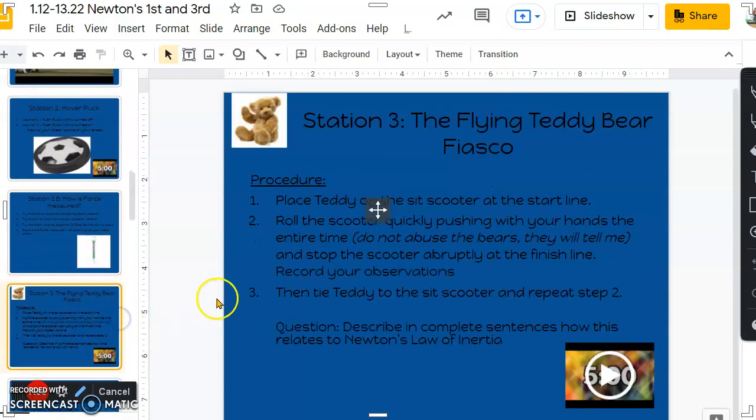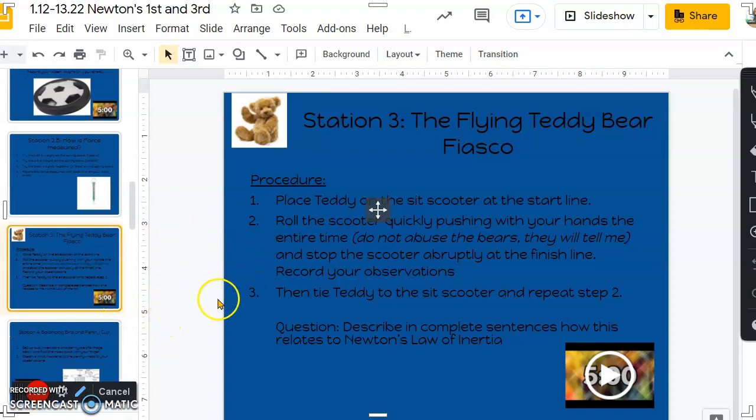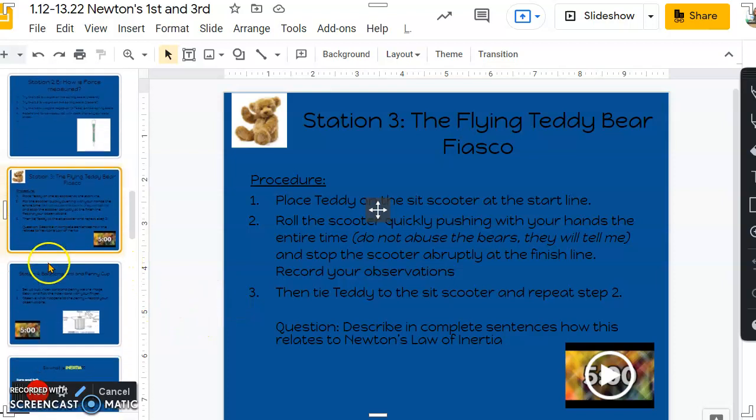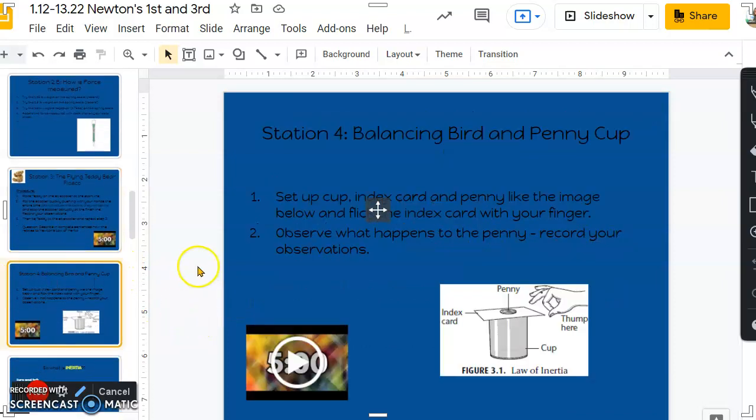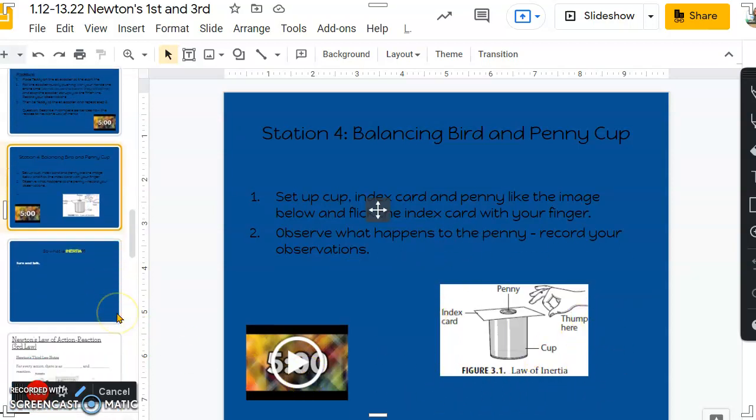All right. Then we had the flying teddy bear fiasco, where you push a scooter both before having the teddy bear strapped in and afterward. So there's lots of really cool stuff here to look at. You can Google some of these, like how seat belts work. And lastly was balancing the penny. As you see here, you could put a balancing penny cup in science, and you could Google that and probably find some really cool videos on YouTube.